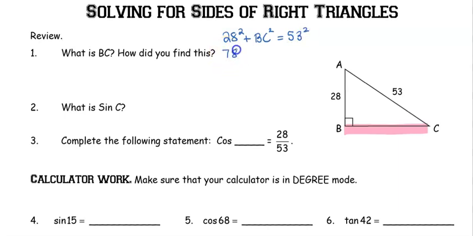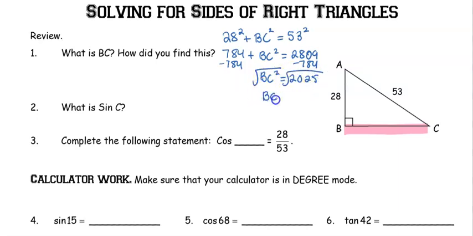So that is 784 plus BC squared equals 2809. We move that 784 over. We get BC squared is equal to 2025, and we square root. So our missing side is going to be 45.